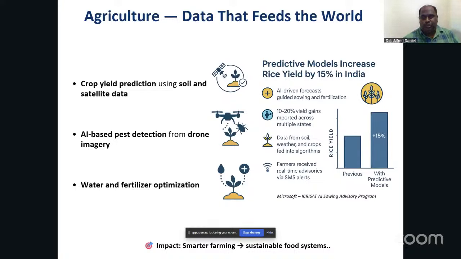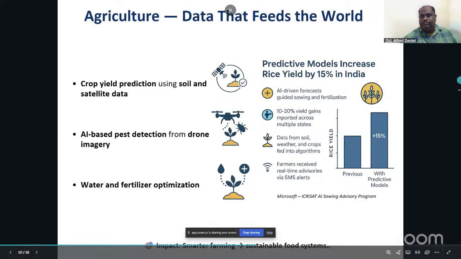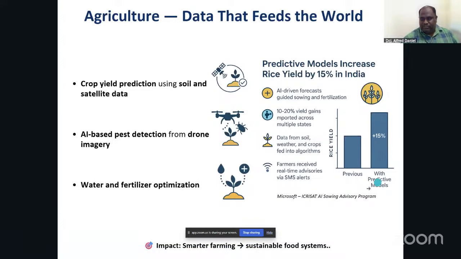Right? As I already told you, this graph illustration is from an AI model through which rice yields increased by 15% in India, where they have taken data from soil and weather and incorporated it into an algorithm where the farmers receive real-time advisory through SMS alerts. So these are all done through AI-driven forecasts guiding sowing and fertilization. Right? So this is how data is transferred from farming to a sustainable food system.